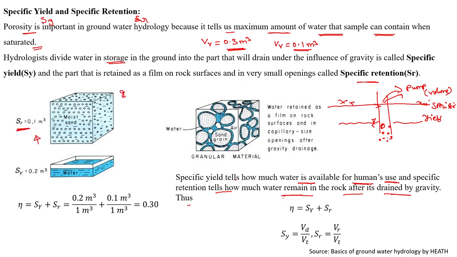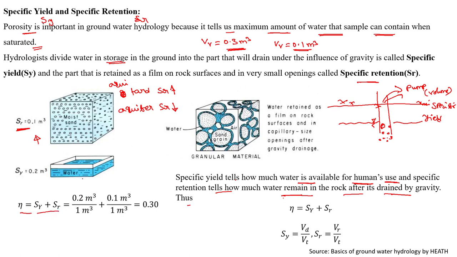So an aquitard will have more surface tension compared to an aquifer. Sorry, the aquifer's surface tension will be small. Now, what is the relation between Sy and Sr? Porosity is equal to the sum of Sy plus Sr.